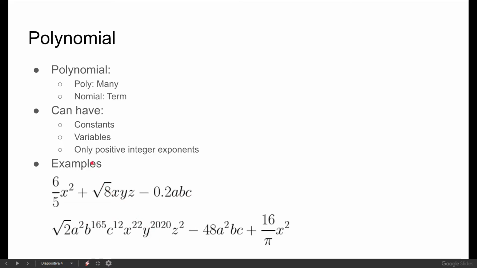But in this video I will only approach polynomials of one variable, and the exponents of the variables can only be positive integers greater or equal than 1. So you have here that the exponent is 2, but it could be any integer greater or equal than 1 that you like. So this is the definition of a polynomial.